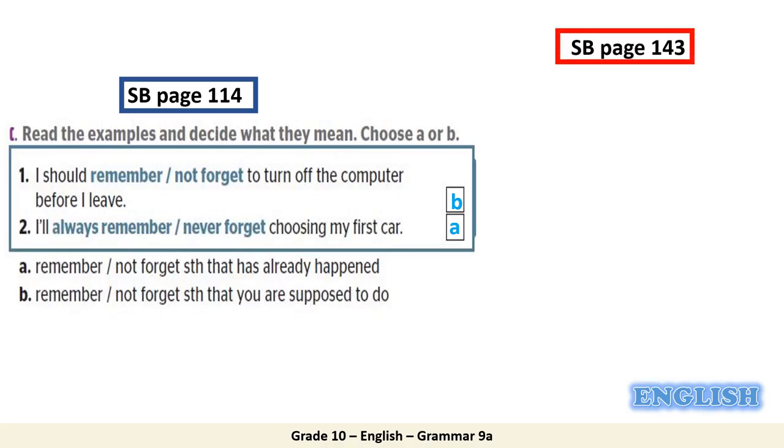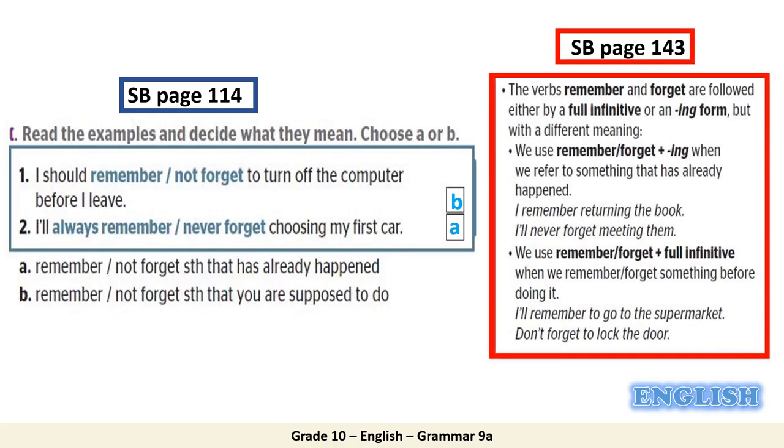All right, let's read about it in the grammar reference on page 143. So the verbs remember and forget are followed either by a full infinitive or an ing form, but with a different meaning. So remember and forget, we can use them with full infinitive or ing form. Let's talk about the first meaning. We use remember or forget plus ing when we refer to something that has already happened. For example, I remember returning the book, or I will never forget meeting them.